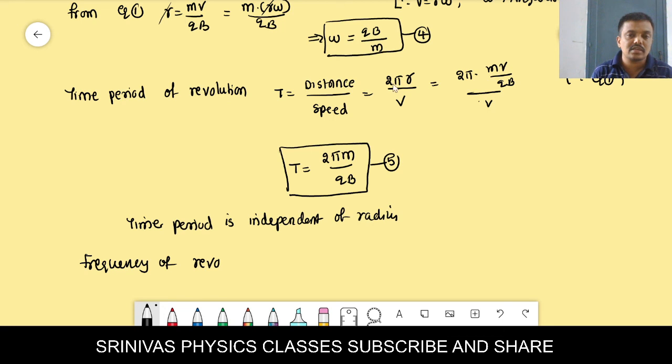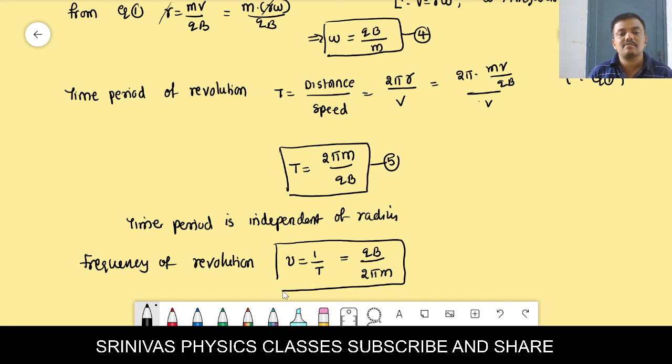In one revolution, you get the time period from distance by speed. Frequency means what? Frequency is the number of revolutions per second. In 1 second, how many revolutions does it make? That is also the reciprocal of the time period. You should write the reverse of this one. Then we will get qB by 2 pi m. This is the frequency, right?